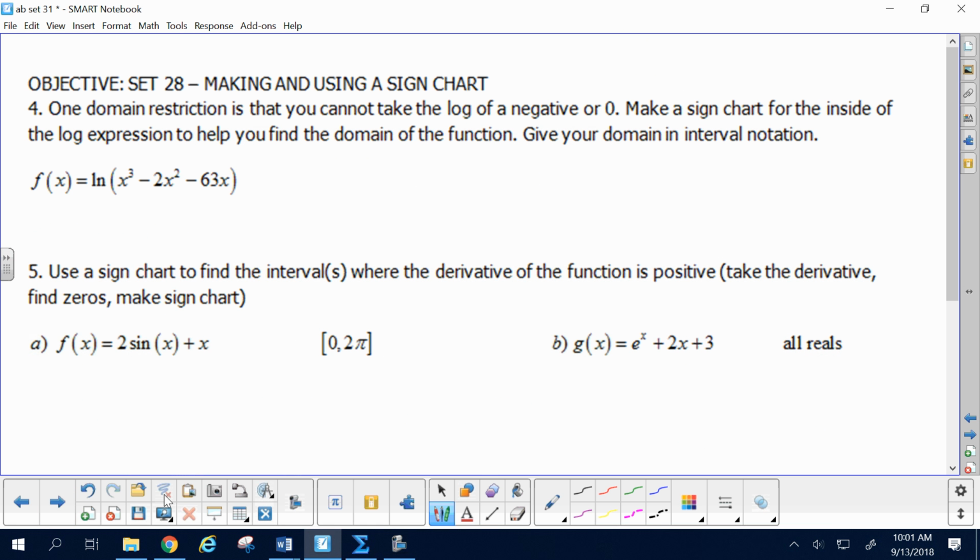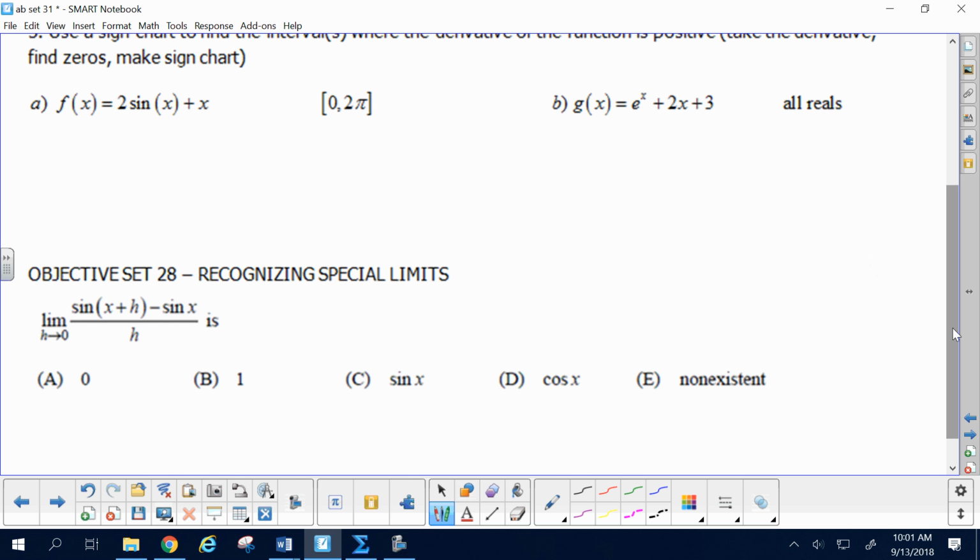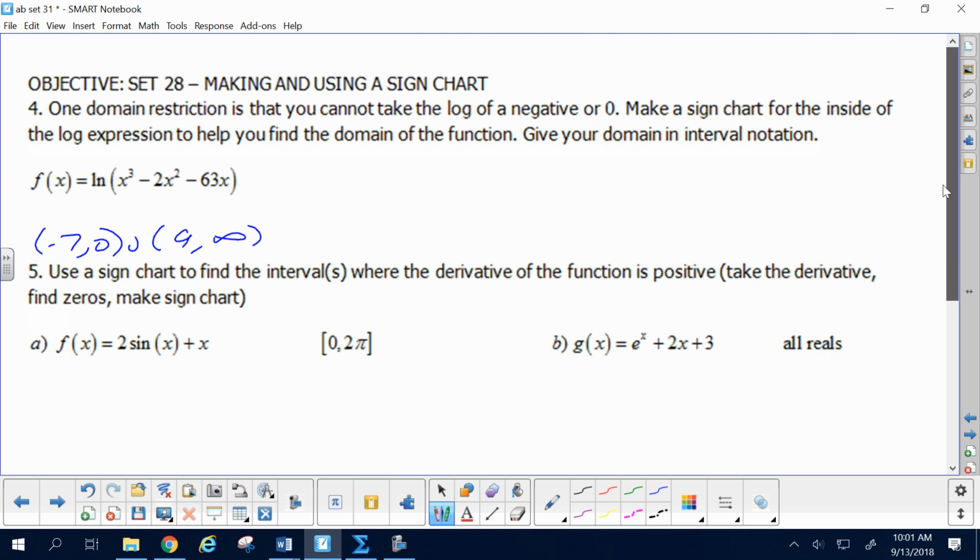How did that log domain go? What did you get? Did you get this, -7 to 0 or 9 to infinity? Okay. Let me know if you have questions on that. Okay. So, the idea very much, I tried to give you a little hint, you're trying to figure out what x's are allowed.